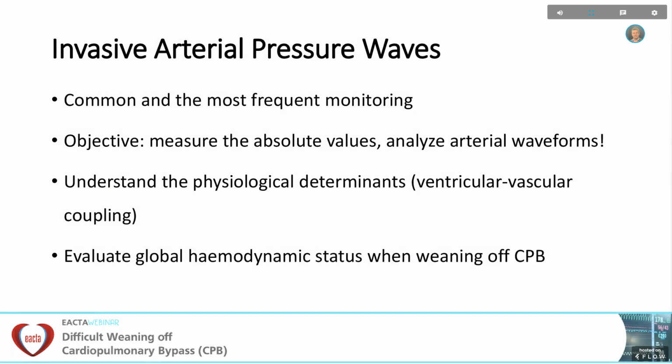subject. Invasive arterial pressure waves are the most frequent monitoring. The objective is to measure the absolute values and analyze arterial waveforms, which is very important in the weaning off. It's almost what our surgeons on the other side look at when we are weaning off CPB. So we have to understand the physiological determinants, like the ventricular vascular coupling, that form the pressure wave. And it serves for us to evaluate global hemodynamic status when weaning off CPB.